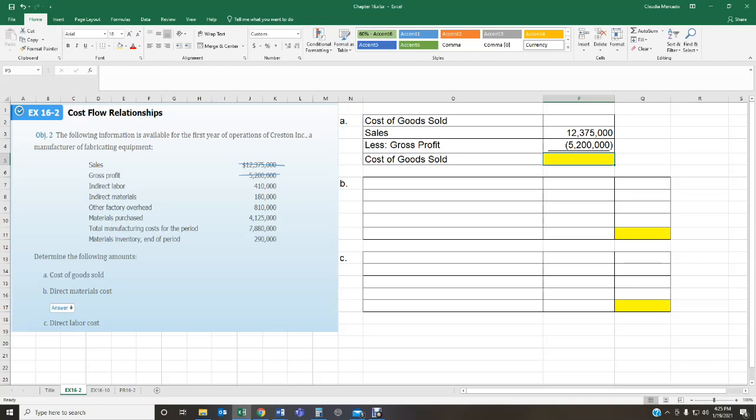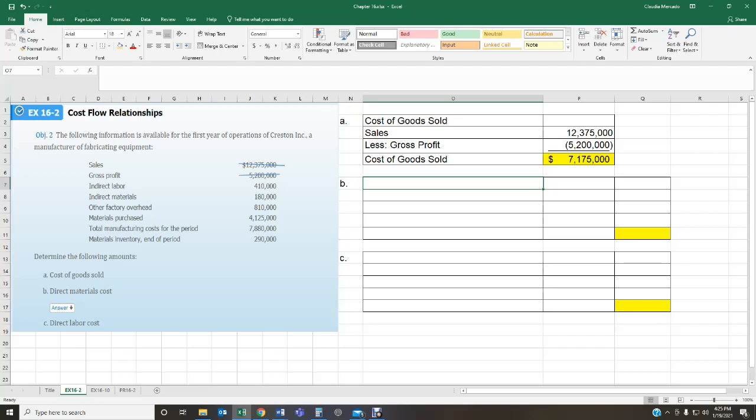I know that I sold my goods for $12,375,000. I know that I made a profit of $5.2 million. So that means it must have cost me, to manufacture these goods, the difference of those two. That would mean that my cost of goods sold was $7,175,000. So it cost me $7,175,000, and I made a profit of $5.2 million, which together total my sales of $12,375,000. So that is the first requirement.